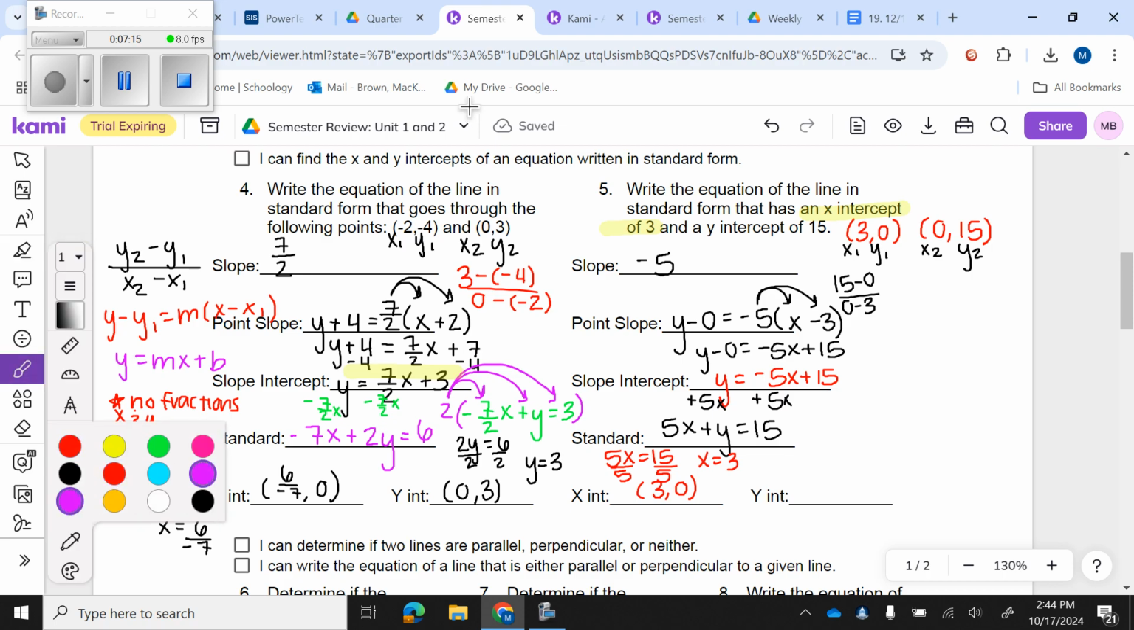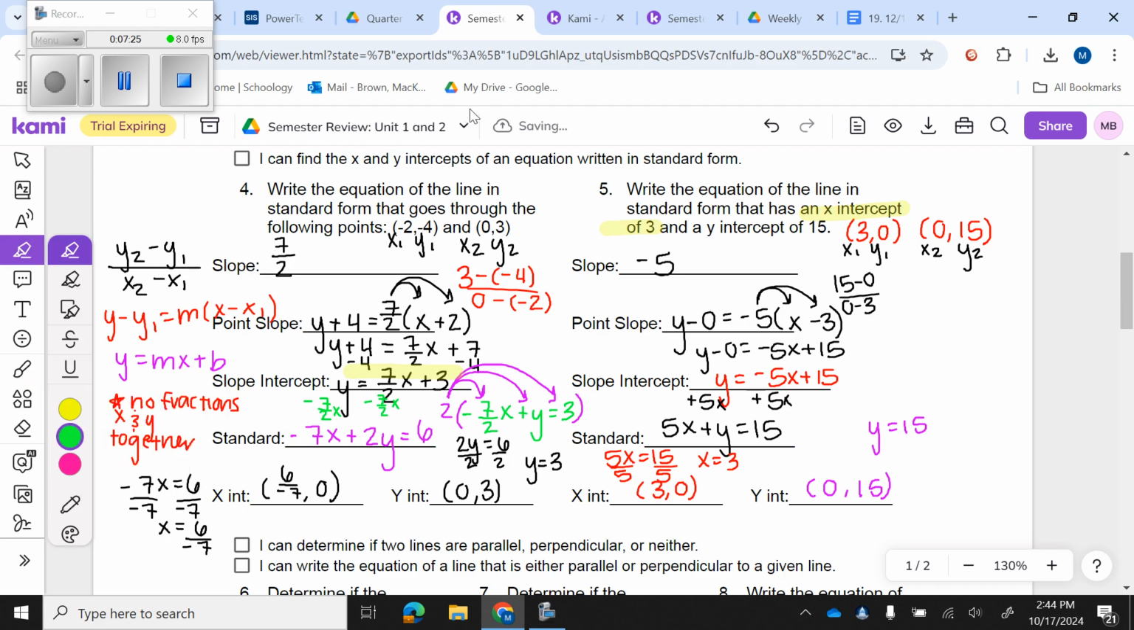And if I wanted to double-check here, I would set y equal to 15. Well, that's already solved for you, so your y-intercept would be 0, 15. If you want to double-check, it already told you that you had a y-intercept of 15, which matches what we got here.